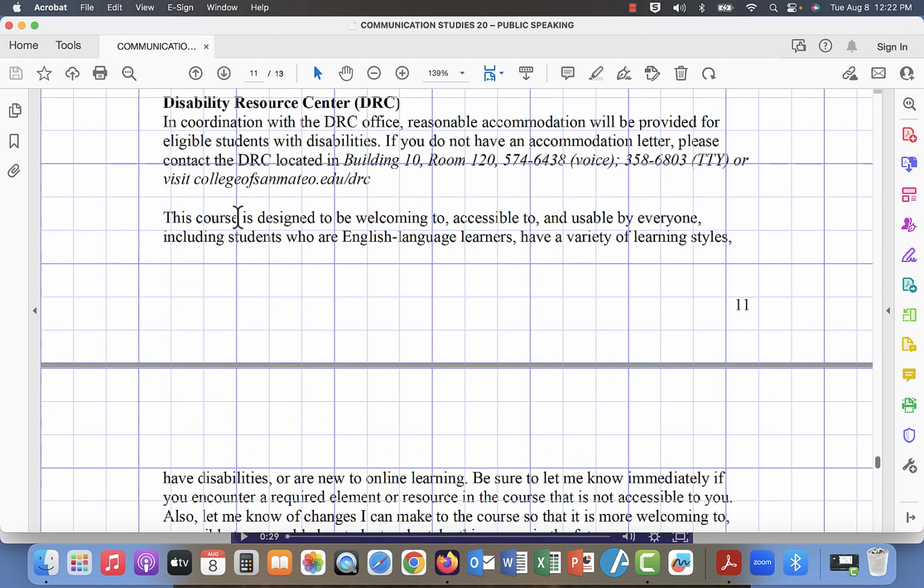The DRC, in coordination with their office, will provide reasonable accommodations to eligible students with disabilities. So your job, if you fall into this category, is to get your accommodation letter and send it to me via email as soon as possible. We don't do any retroactive accommodation letters. In other words, if it's October and I receive your letter in October, we're not going back to work that we did in August and September to provide those accommodations. So please just take care of that matter, and I'm totally happy to help.